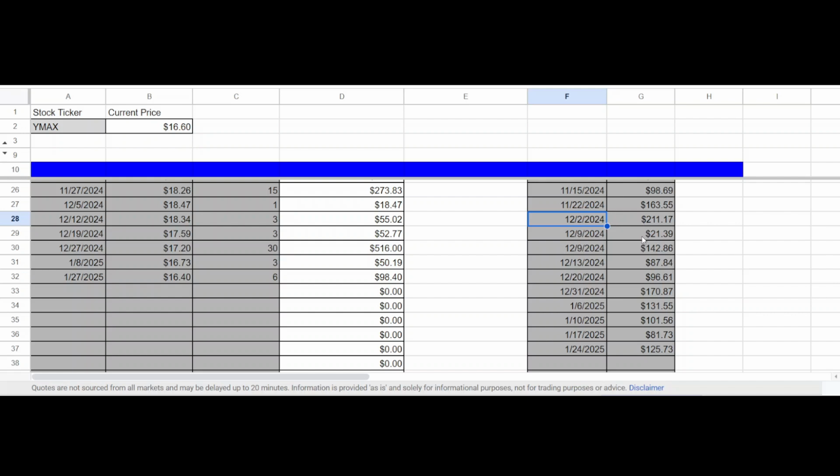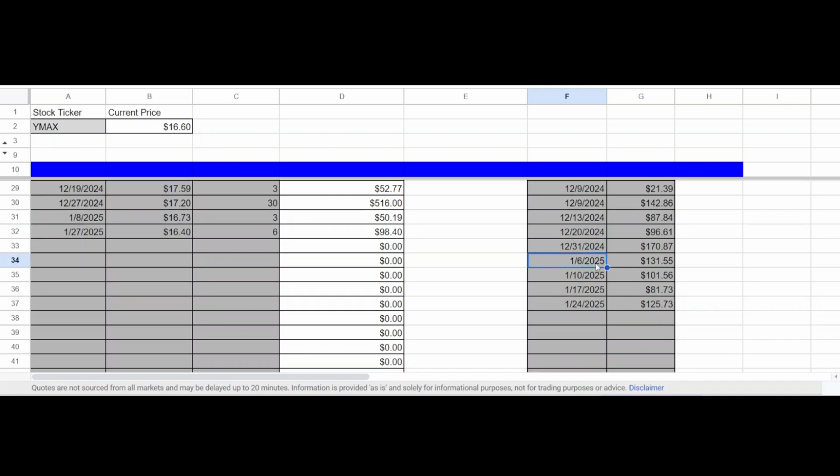Now, in December, I earned distribution amounts of $211.17, $21.39, $142.86, $87.84, $96.61, and the last one for December was $170.87. And that one was a nice one. That was a nice Christmas present right there.